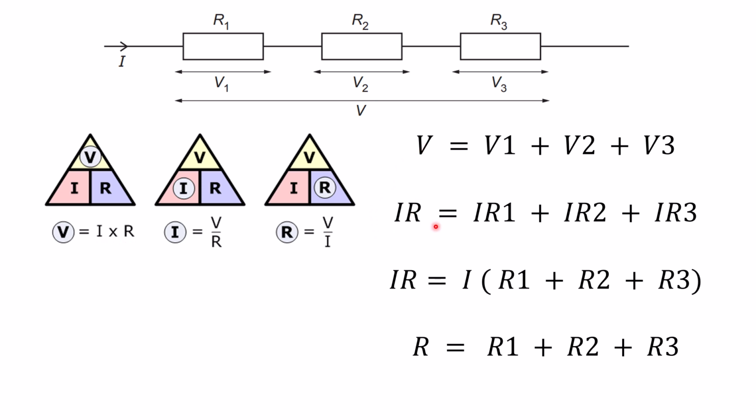So we can do all the substitutions here: I R1, I R2, I R3. The current is common, the same for all three resistances. So then we have IR is equal to I times (R1 plus R2 plus R3). Therefore, when you cancel the current from both sides of the equation, R is equal to R1 plus R2 plus R3.